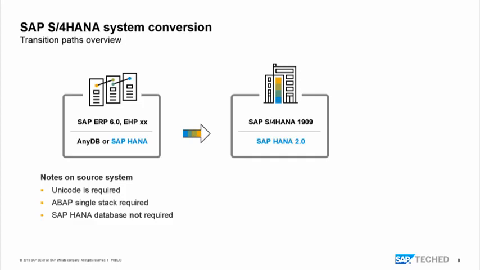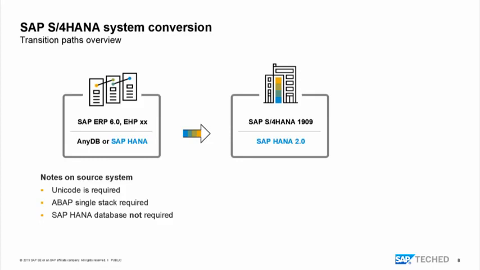Like the source system has to be on Unicode. Hopefully that is not a surprise for you, because years ago SAP announced that the successor of NetWeaver 740 will be Unicode only, and any path to this will have to start from a Unicode system as well already. That's what we announced, and that is the requirement we have. And the source system has to be an ABAP single stack, so no dual stacks allowed in there.